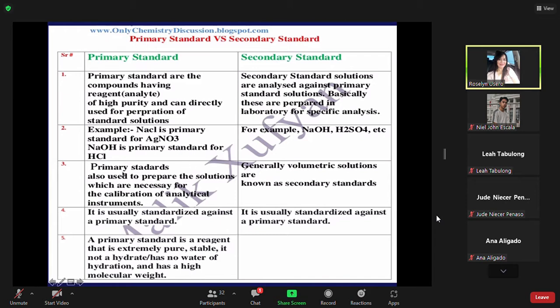So primary standards also are used to prepare solutions which are necessary for the calibration of analytical instruments. So for example, for pH meters, right? You need buffer solutions, pH 4, pH 7, pH 10. Those are examples of standards. Okay.